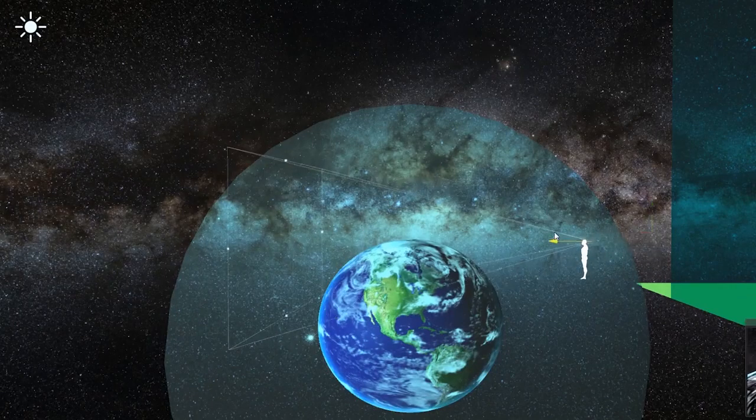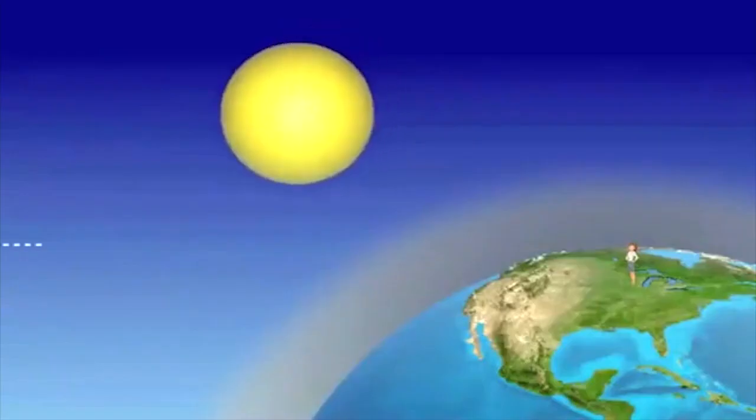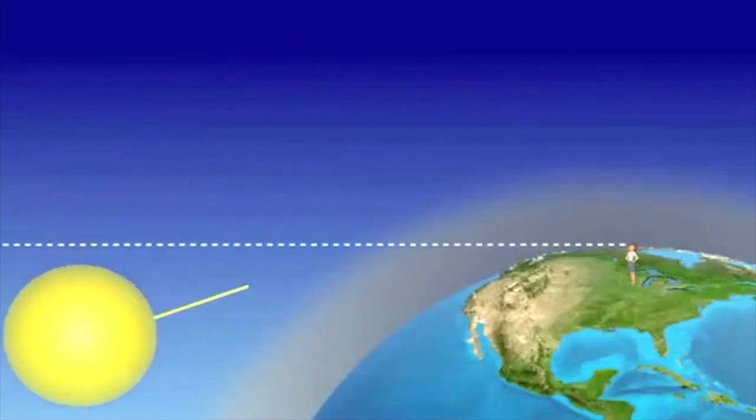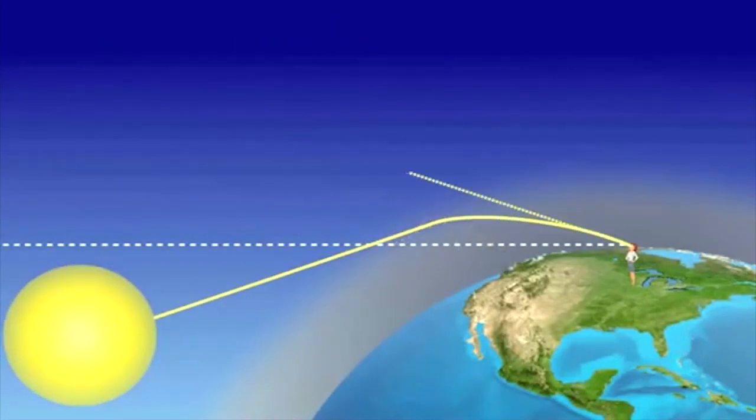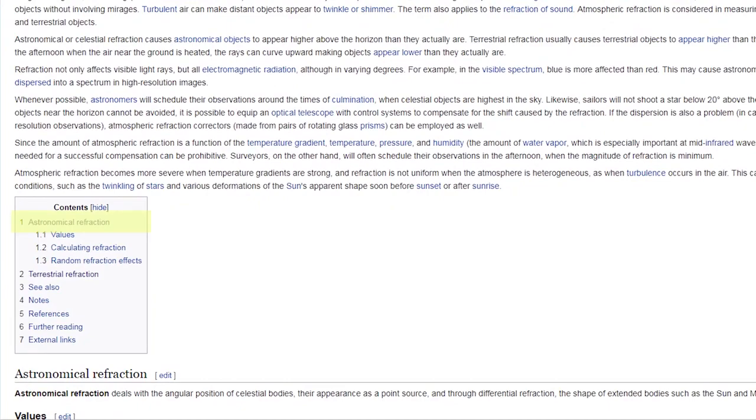First, we'll consider a viewer on the surface of the Earth who's looking up into the sky at a celestial object, any star or planet, typically the sun. Because light must pass through the atmosphere and is continuously bent, astronomical objects appear higher in the sky than they are in reality. This is called astronomical refraction.